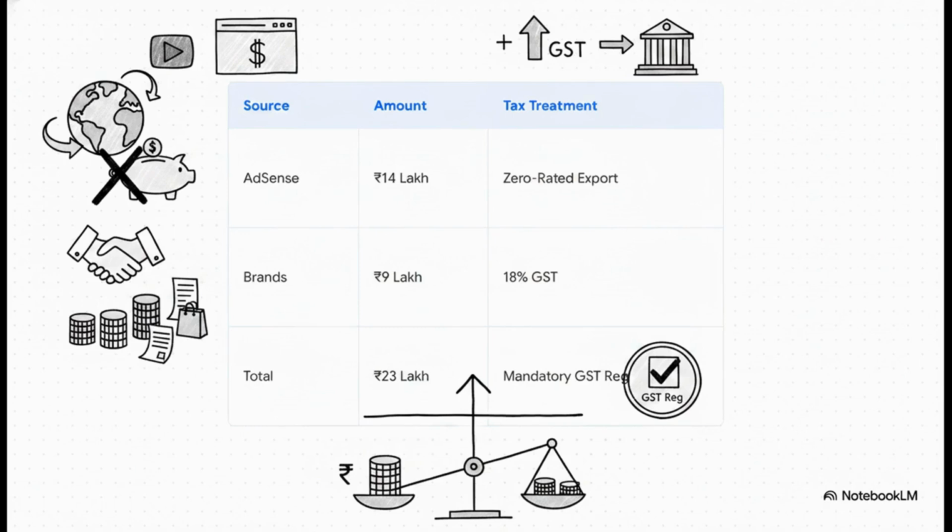Now, for that 14 lakh in AdSense, he pays 0 tax because it's a zero-rated export. But for the 9 lakh from Indian brands, he has to issue formal tax invoices and charge an additional 18% GST on top. That means collecting an extra 1.62 lakh from those brands just to pass to the government. So his AdSense is safe, but his domestic deals are fully taxed.